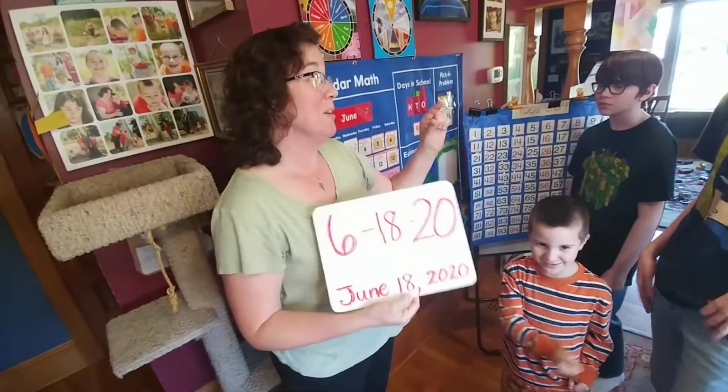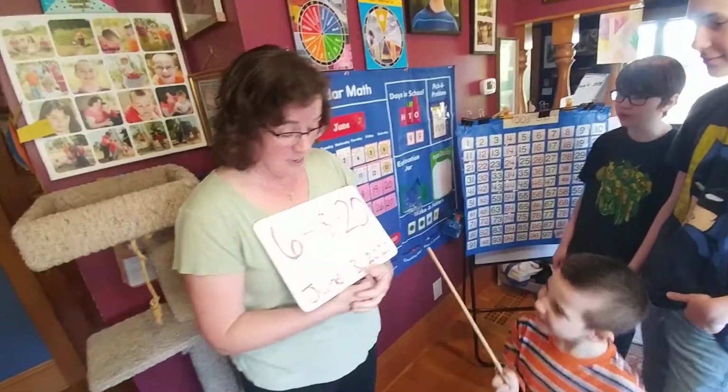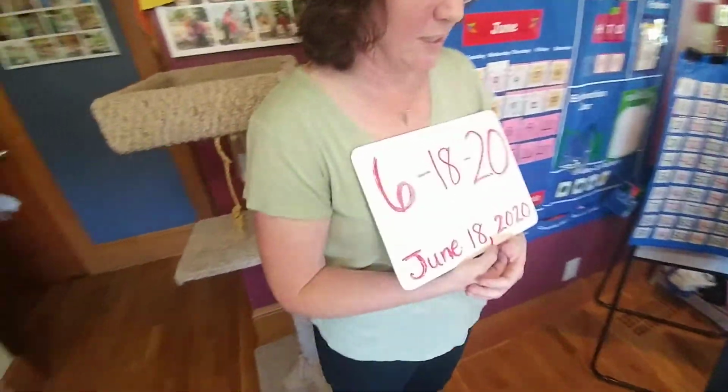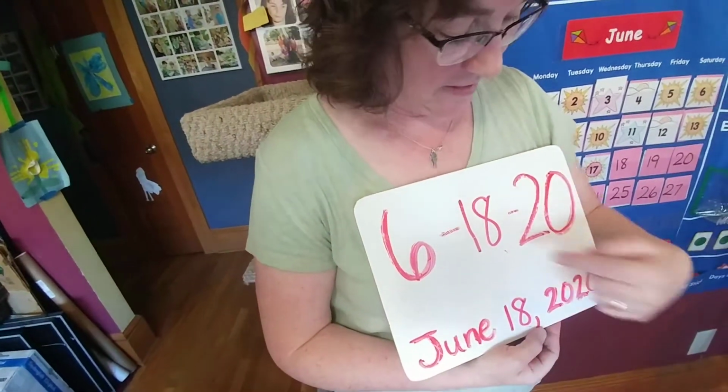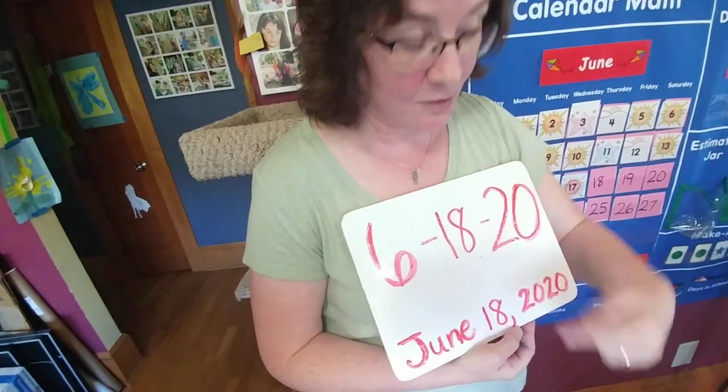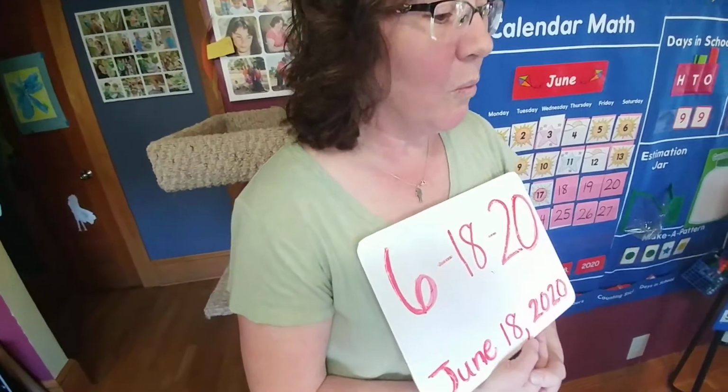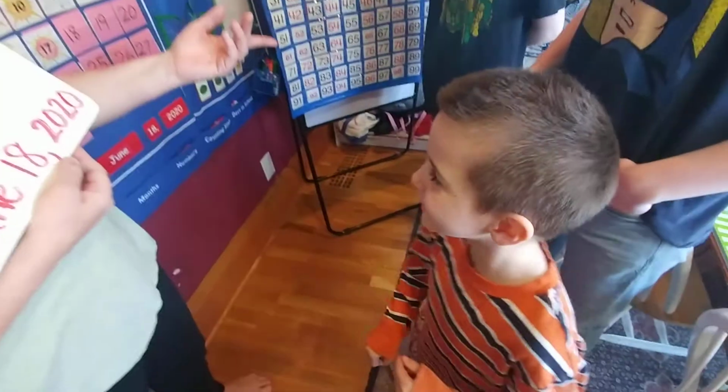An abbreviated means shortened way to write June 18th, 2020 is what, Tevya? 6-18-20. Yeah. And what does that 6 represent? June. What does it represent, Kieran? June. Yeah, what month it is.